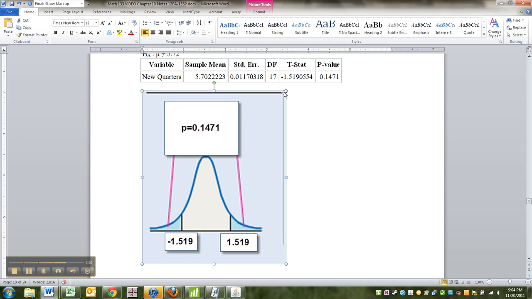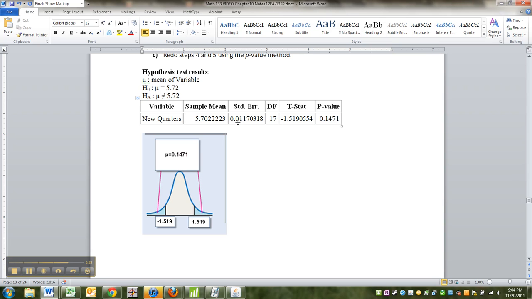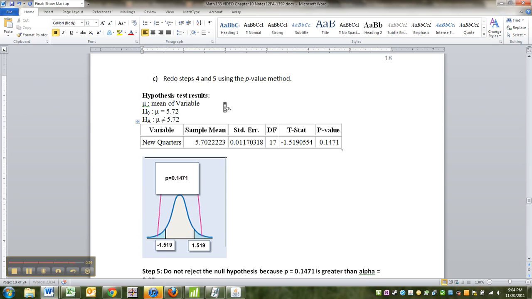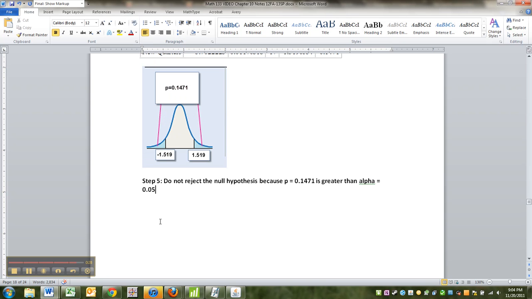And the answer is we're going to not reject again, of course. Because if you do not reject one way, you're going to not reject with the other way. I mean, it's as simple as that. But the question is why? So that was step 4. Step 5, do not reject the null hypothesis because p, which is 0.1471, is greater than alpha, which was, I think, 0.05. I don't remember. Yep, 0.05. All right, so we do not reject because of that.